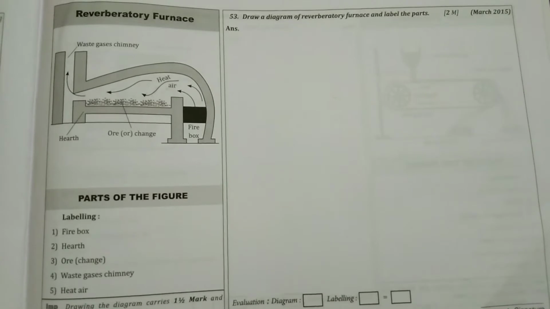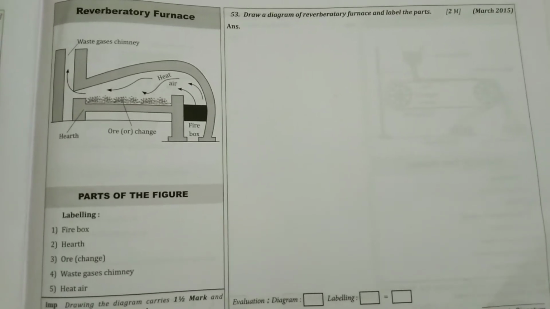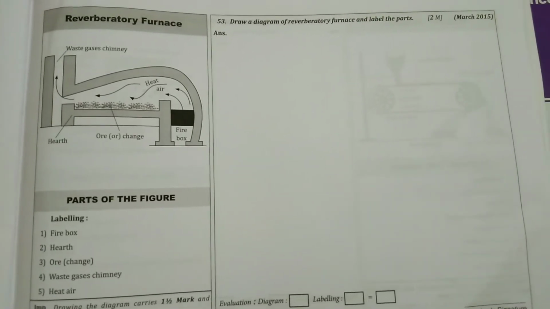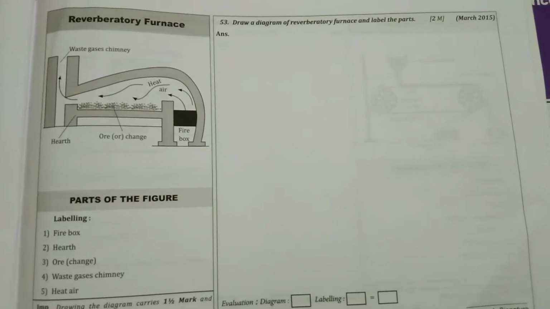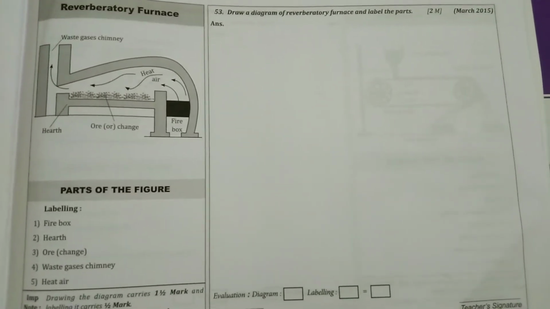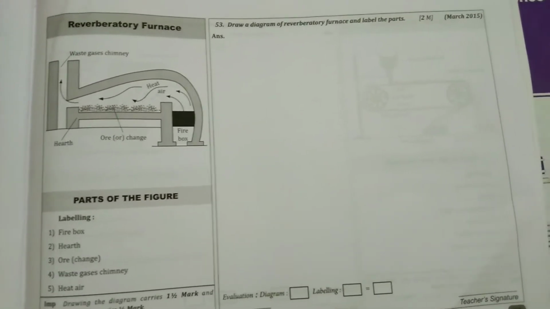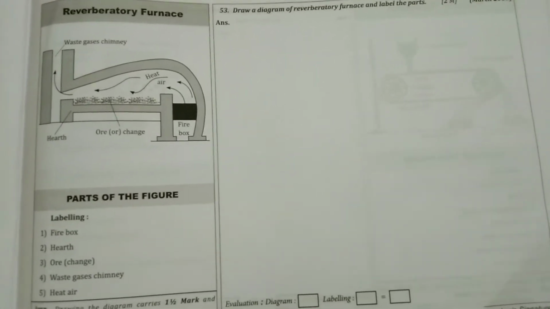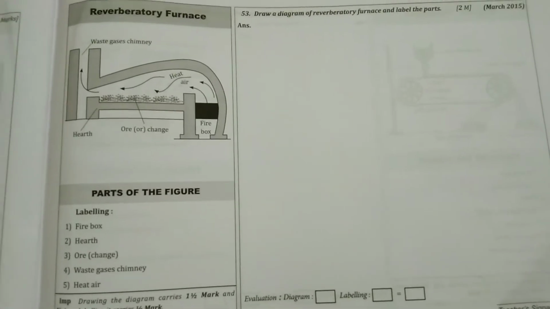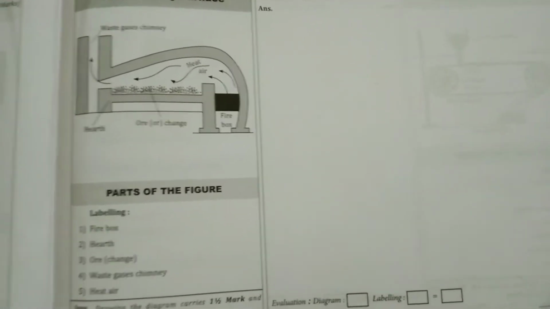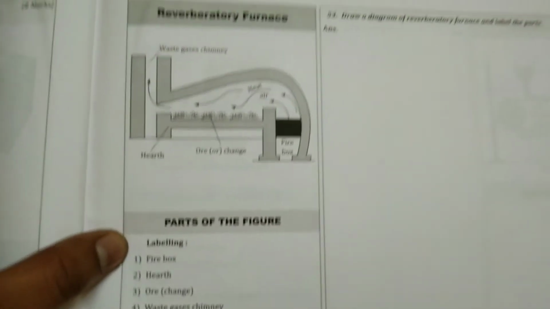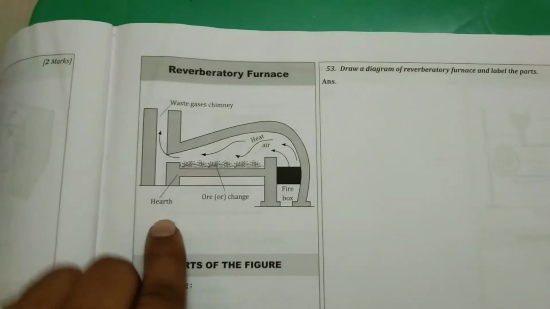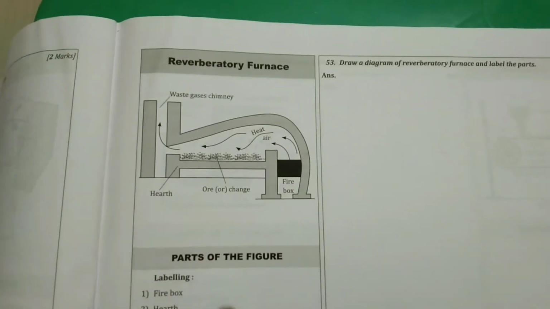The topic that we are going to look at today is the most important diagrams which may be given in public examinations. The most important diagram is the reverberatory furnace. Children, this is an easy diagram. You can draw it easily. You can see the parts of the figure. This is the diagram of the reverberatory furnace.